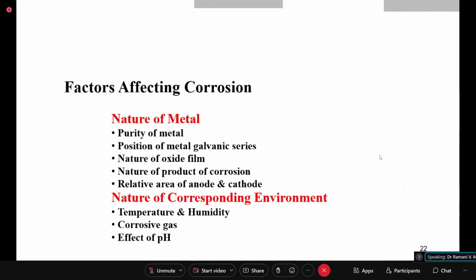Okay. So factors affecting corrosion are purity of metal and position of the metal in the galvanic series. I think this I have already discussed. Then the nature of the metal oxide film formed. Yeah, the Pilling-Bedworth rule we have discussed. Then the nature of the product of corrosion. If the product of corrosion is very adherent and non-porous, then it will protect the metal underneath, which is below this particular oxide film layer. Otherwise, it will go on corroding.